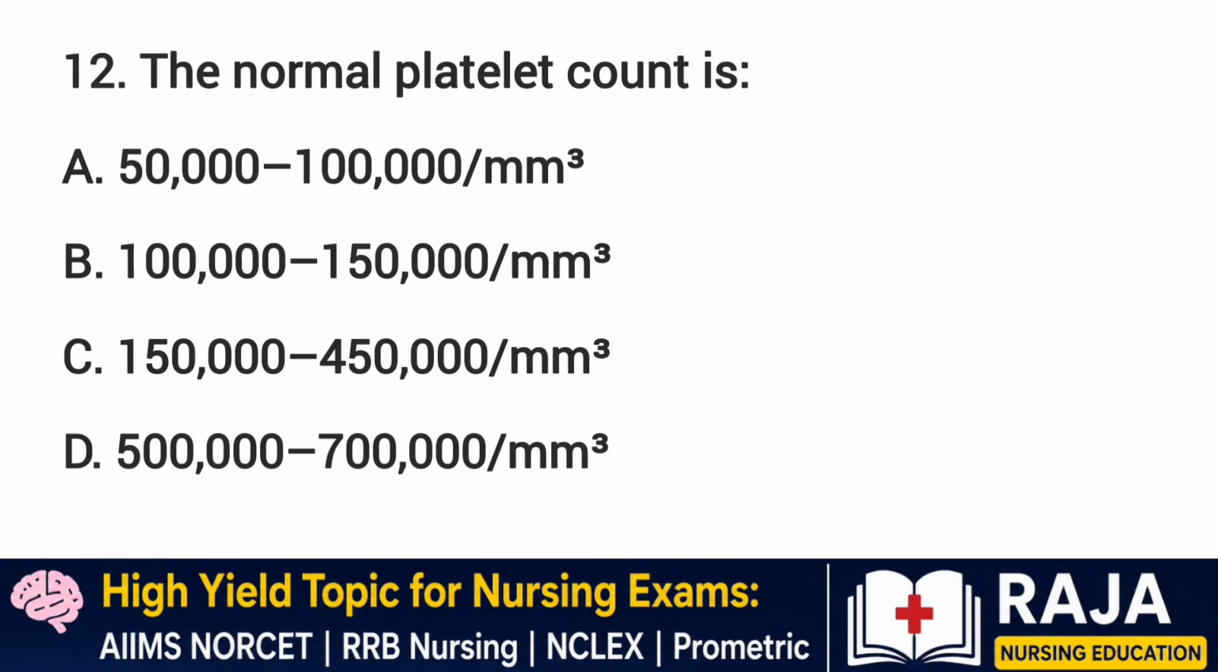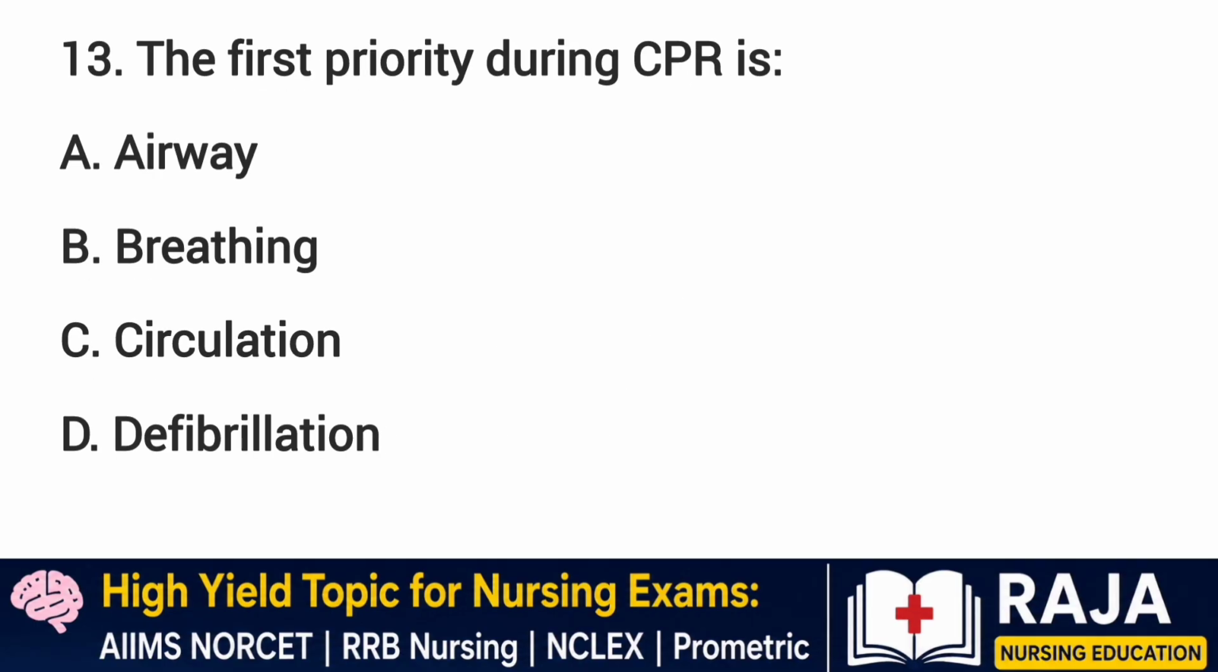The normal platelet count is? The answer is C, 1,50,000 to 4,50,000 is the normal platelet count. First priority during CPR is? The option is C, circulation. As per new guidelines, circulation is the first priority.